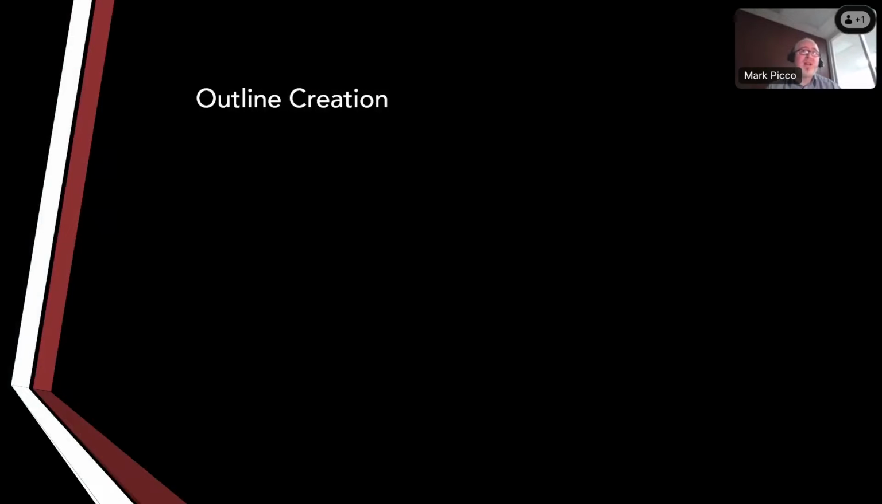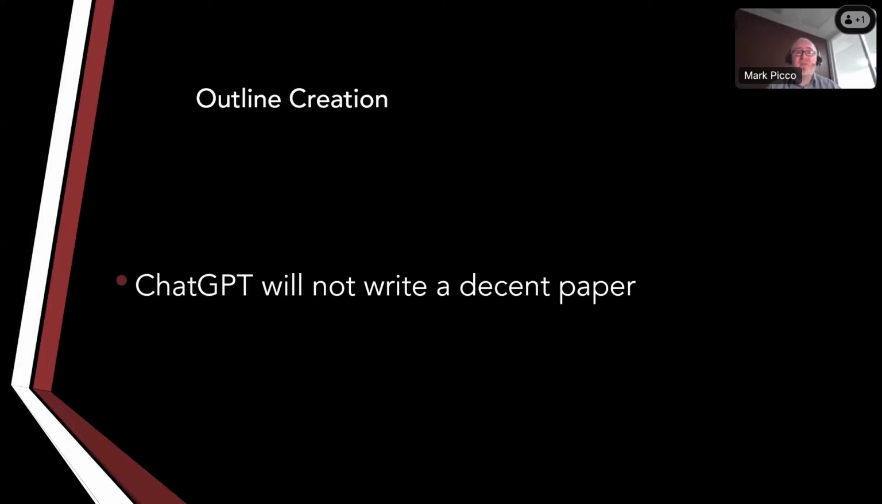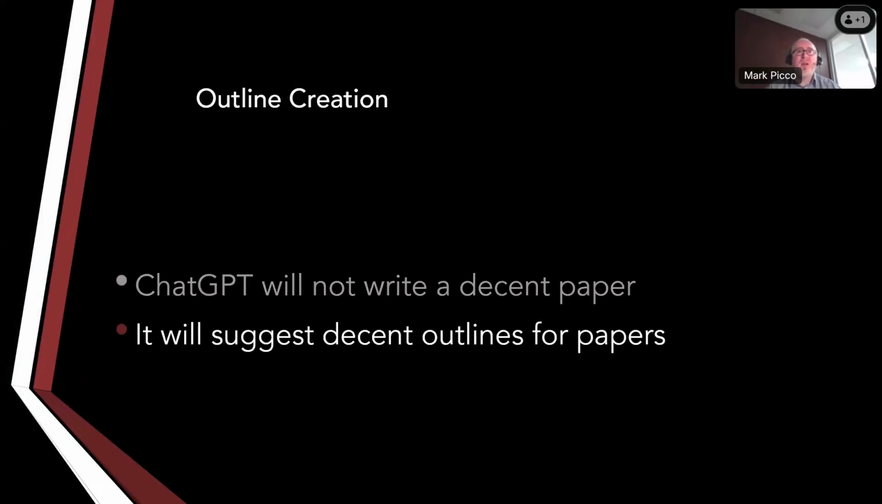Another thing that can be done is outline creation, and I'm just basically going to use ChatGPT for this, but I have seen other tools that are good. I just can't think of them right now. But I have seen other tools that can do something similar in terms of creating an outline. ChatGPT is not going to create a good paper for anybody because it's just not going to be able to use sources. It's going to be limited in length. But it's pretty good at suggesting outlines for papers.